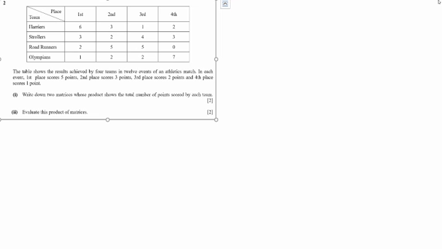Okay, now let's do a reverse. What question one is, basically, could be 1 times 4. That means you have Harrier, you got stroller, then you got road runner, then you got Olympians.